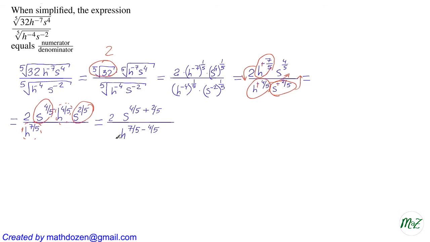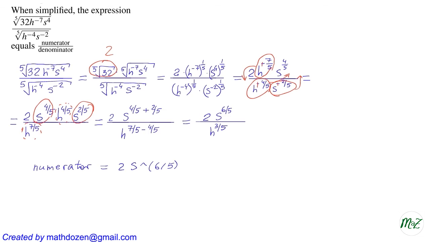So when we cancel things, we have h to the power 7/5 minus 4/5. And I'm going to keep it in the denominator because the h in the denominator has the largest exponent. So once we do the arithmetic with fractions, we get 2s to the power 6/5 upstairs and h to the power 3/5 in the denominator.